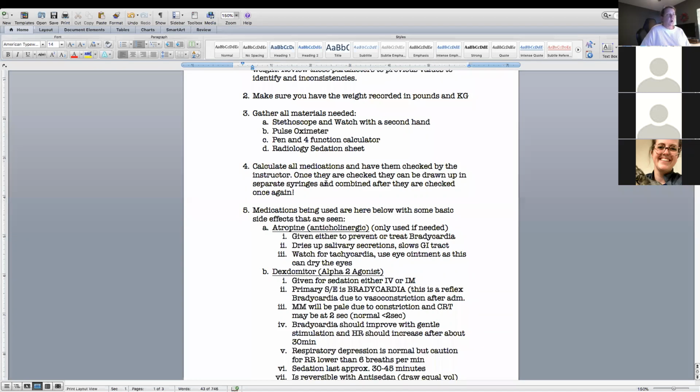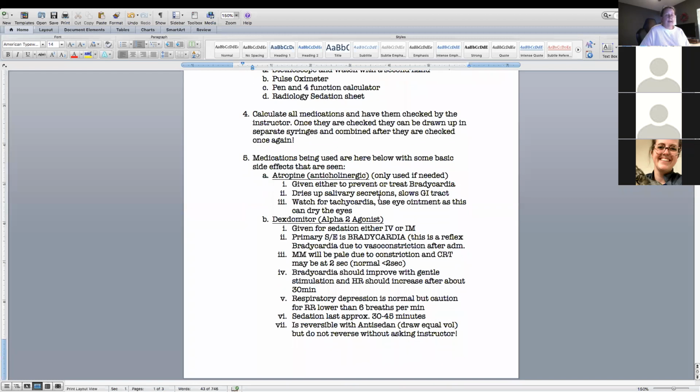Okay, so they are going to be checked, and she may combine them, because what we do is we mix them in one syringe. You're going to give the dexdomitor and the torb in one syringe, and you guys usually will give that IV. Let me go over the medications, because I haven't gotten into drugs with you guys. So there's just some brief notes on this handout. I wrote the drug, and some brief things that you guys should look for.